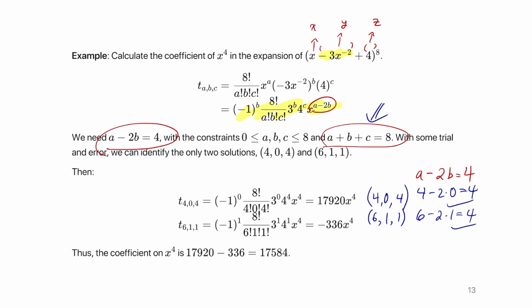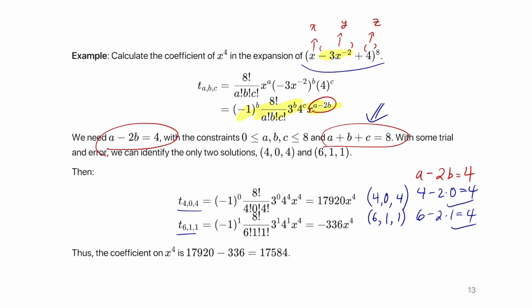Okay, so we've gone through and found all of the possibilities, and now our job is just plug this in to the general term. So first we plug in 4 comma 0 comma 4, and we get one term of the form x to the 4. Then we also plug this in with 6 comma 1 comma 1, and we get another term. And we know when you simplify the result of this binomial expansion, or trinomial, I guess, expansion over here, you'll combine like terms at the very end. So what we have to do is add together all of the terms of the form x to the 4. And so the final coefficient is the sum of all of these intermediate ones that we found.